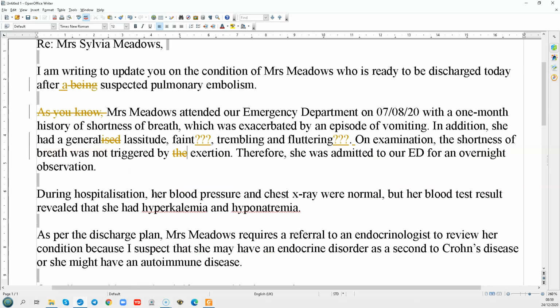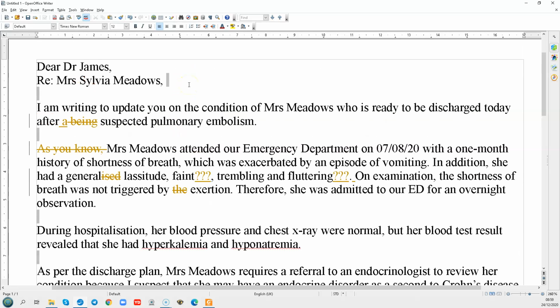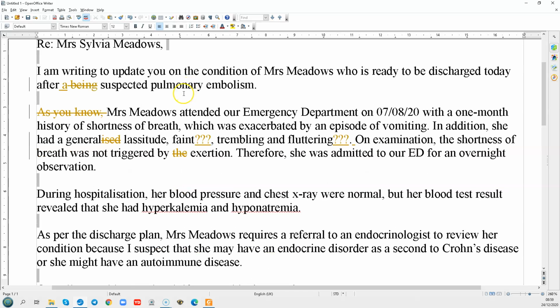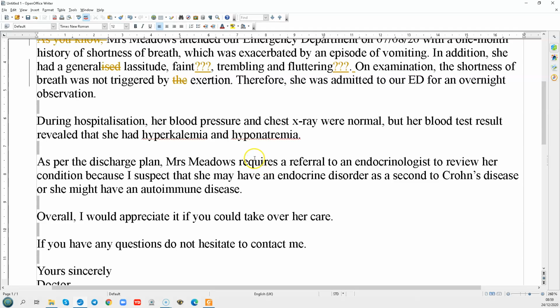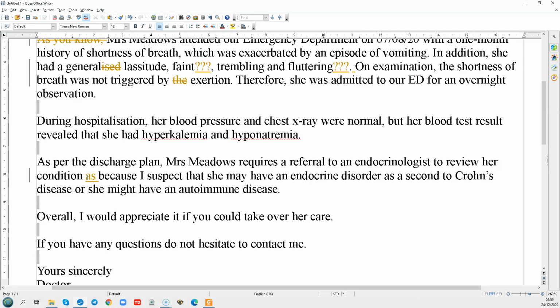So again, just in terms of logic, I'm reading this. Okay, so Mrs. Meadows, she's had a suspected pulmonary embolism. She came to the emergency with some complaints. You examined her, gave her some tests. Did you do anything? Doesn't seem so. As per the discharge plan, requires a referral to an endocrinologist to review your condition.